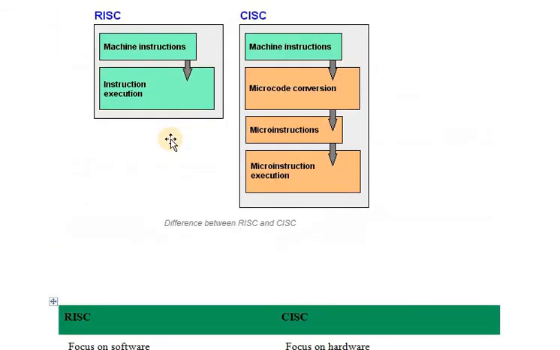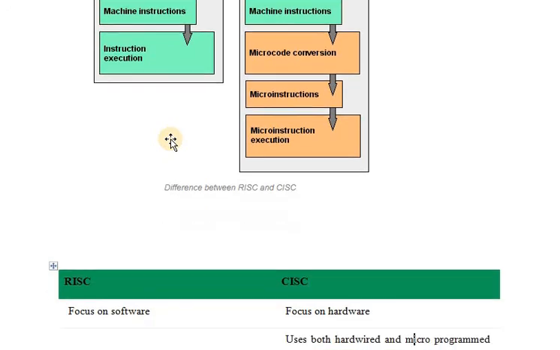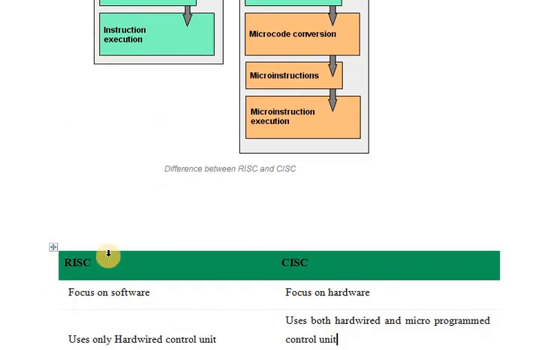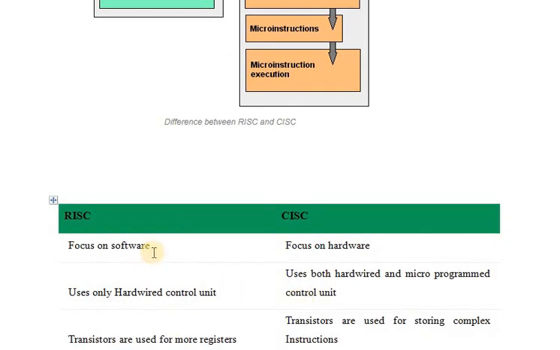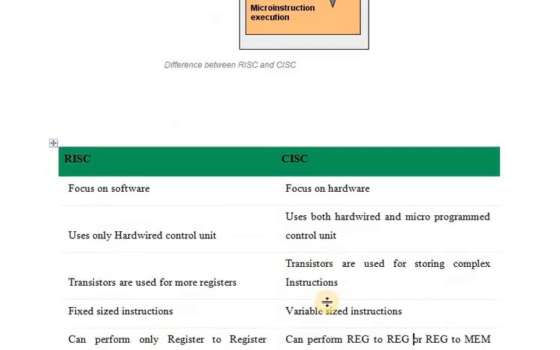See here, RISC focuses on software, but CISC focuses on hardware. RISC uses only a hardwired control unit. CISC uses both hardwired and microprogrammed control units. In RISC, transistors are used for more registers. In CISC, transistors are used for storing complex instructions. So it is used for registers, and it is used for complex instructions.